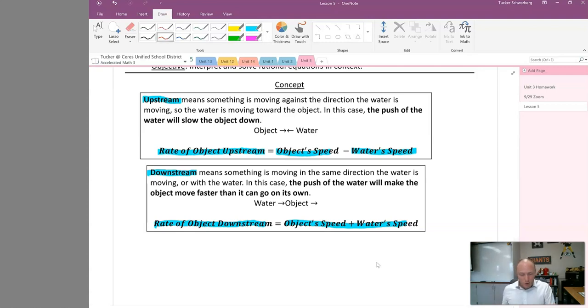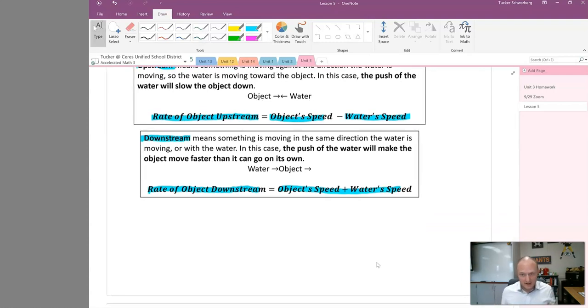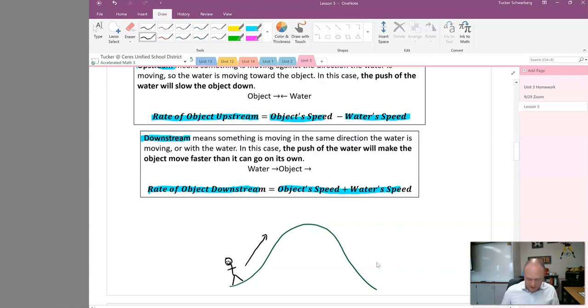For me, water wasn't always easy to picture. I'm not a swimmer. I ran track in high school, and I like to think of this as going uphill. Here's a hill. Here's me, running uphill. So when I run uphill, am I going to go faster or slower? I'm going to go slower because I have to go uphill. And what's working against me? Gravity. Okay, so I go slower.